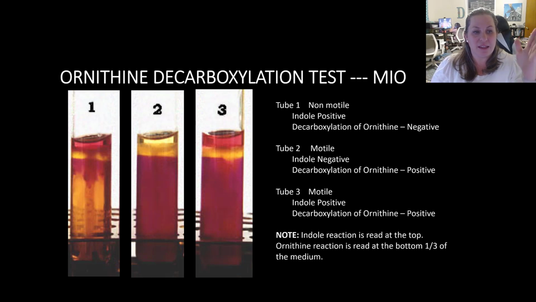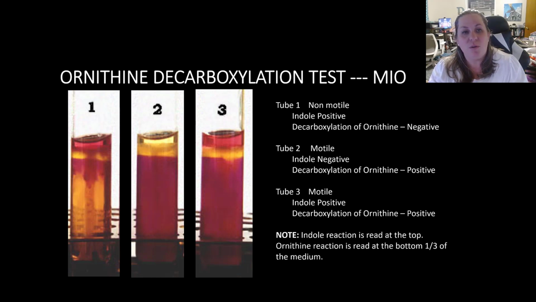Okay. On test tube 2, we see it's motile. Do you see how you can't see the stab line? It's kind of spread all the way through. This one does not have the pink or reddish layer at the top, so it is indole negative, but because the deep has turned a reddish kind of color, it is positive. Tube 3 is also going to be motile. It's spread through. You can't see the stab that's there. Indole is positive here because you can see the pink ring at the top. And then you see that decarboxylation of ornithine also took place because it is a reddish pink color in the deep.